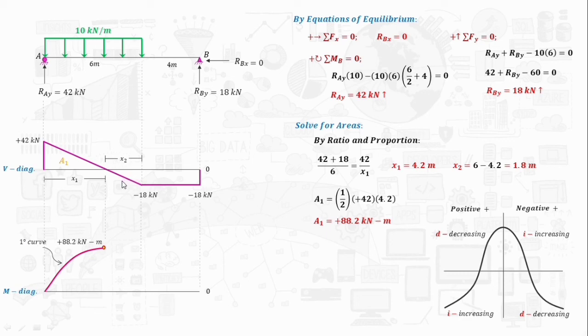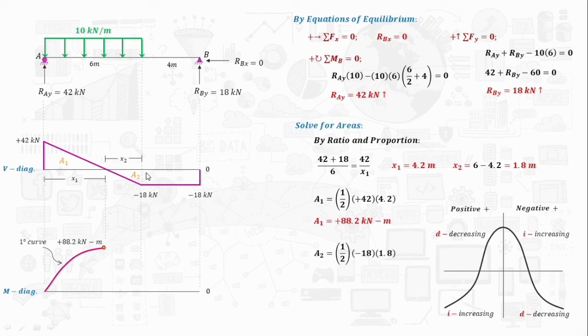Next is area 2. So, si area 2, nasa baba siya. Ibig sabihin, negative. Tama? Ito lang yung magiging diagram niya. And negative from 0, ibig sabihin, papunta dito, nag-i-increase yung negative. Tama? Negative increasing. So, bababa siya. Kukunin natin sa area 2.